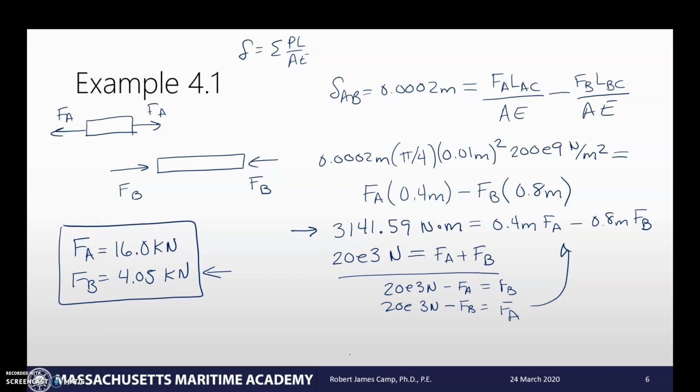If it would have ended up negative, then what you would have said is it never touches the wall, and you would say that, okay, the force at A has to be 20 kilonewtons, because at that point it's statically determinate.